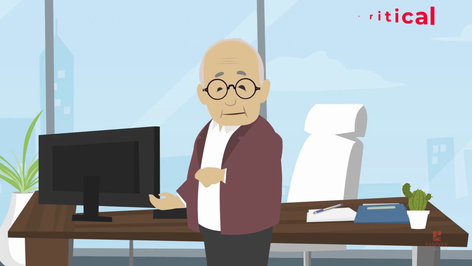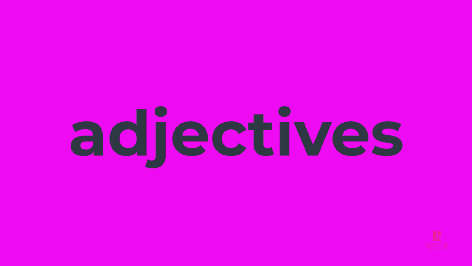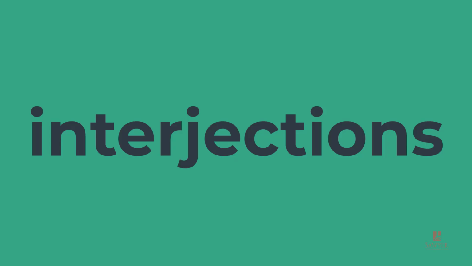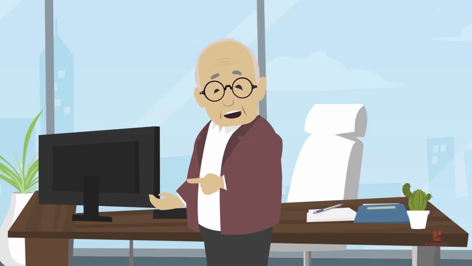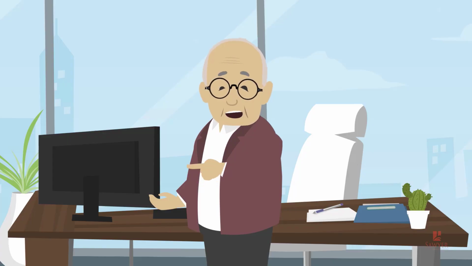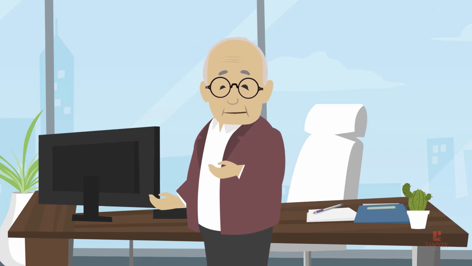The parts of speech are the building blocks of language. They include nouns, verbs, adjectives, adverbs, pronouns, prepositions, conjunctions, and interjections. Syntax is the arrangement of words and phrases to create well-formed sentences in a language. It involves understanding the rules of grammar and how to apply them to create clear and concise sentences.